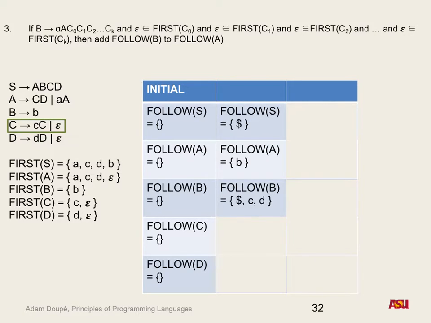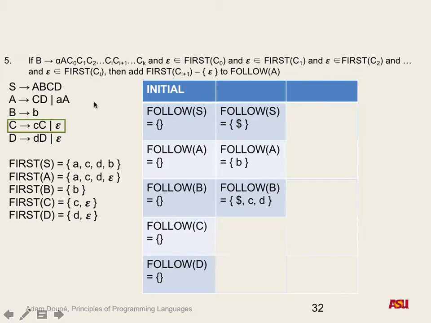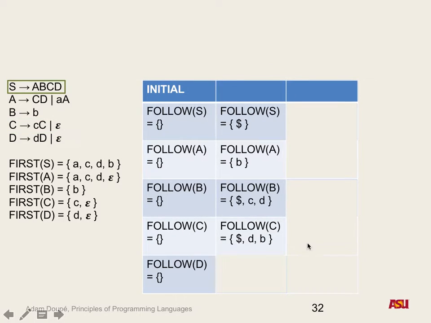Sweet. Okay, does rule 3 apply? Why not? There's nothing after, right? This says you have to have something after. If there's something after, you add its first set minus epsilon to your follow set. There's nothing afterwards here. And by the same token, 4 doesn't apply and 5 doesn't apply. There's nothing afterwards. We're at the very end. Cool. So we should have the follow of C is end of file, D, and B.